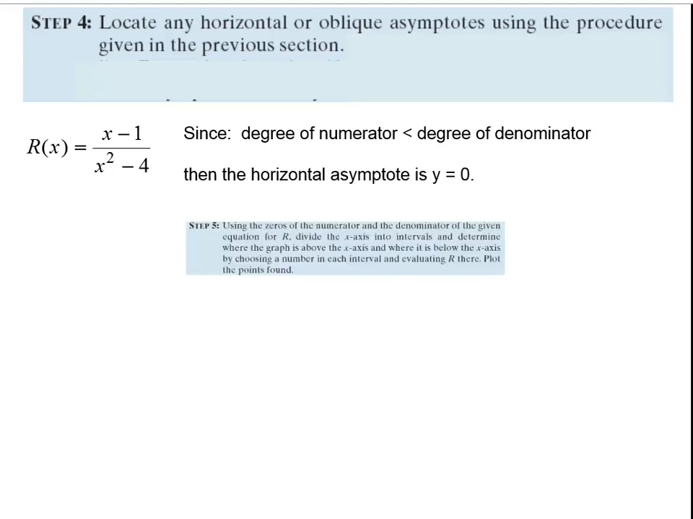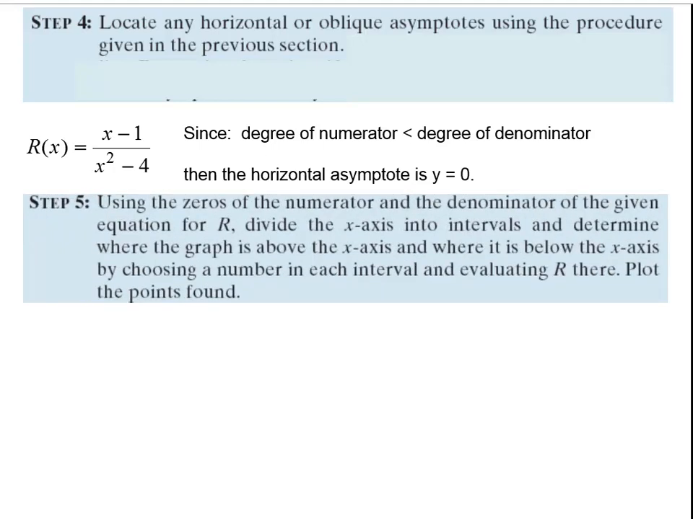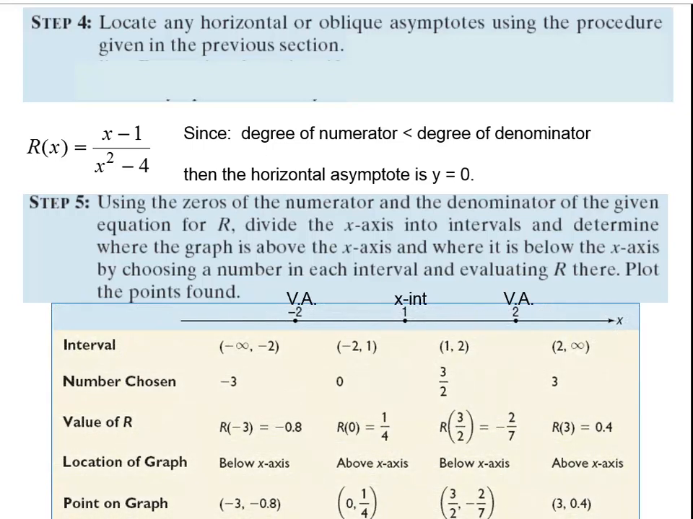All right, now step 5 is the new step in this section. So basically what we're going to do is use the zeros of the numerator, those are our x-intercepts, and the zeros of the denominator, those are typically our vertical asymptotes. We're going to break the x-axis into some intervals. And what we're going to do is plot points around each of those values. So let's see what that looks like.